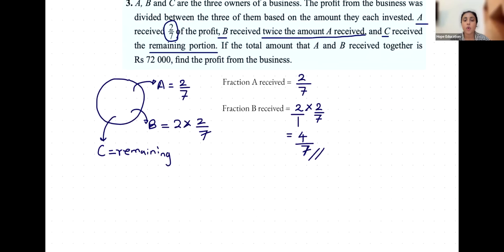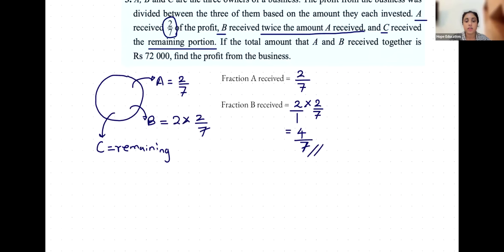Let's find the total fraction A and B received. A received 2/7. B received 4/7. So I add these two. They have the common denominator. So 2 plus 4 is 6.